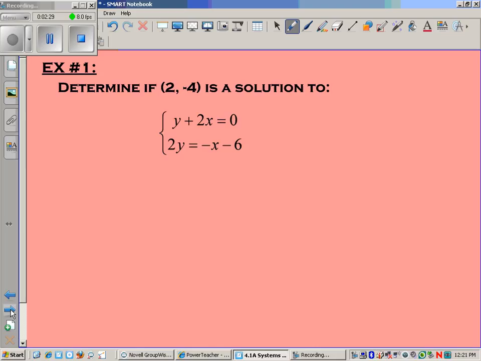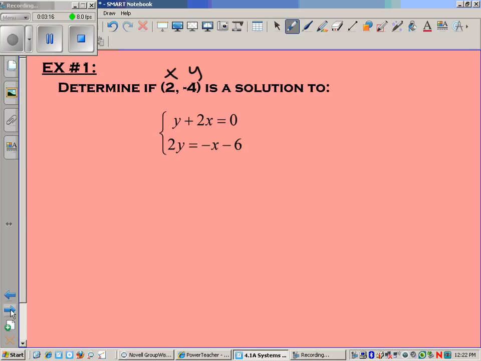Example number 1 says to determine if the point (2, -4) is the solution to that system of equations. So once we get a solution, once we get an x and a y value, can we tell if that's the right solution? That's what this is asking us. If we have the point (2, -4), how do we know if it's a solution or not? In the point (2, -4), the 2 represents the x value. The -4 represents the y value. So I should be able to plug in 2 wherever I see an x and -4 wherever I see a y to see if it works in my system of equations.